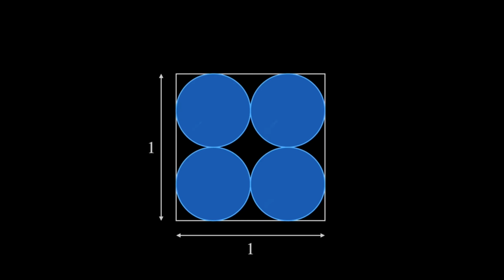2 dimensions. Let's create a square with side length 1. Inside the square, we place 4 blue circles, 1 towards each corner. They have diameter 1/2, so they fit exactly inside the square. This leaves an empty region in the center where we place an inner circle. We are interested in the size of the inner circle.